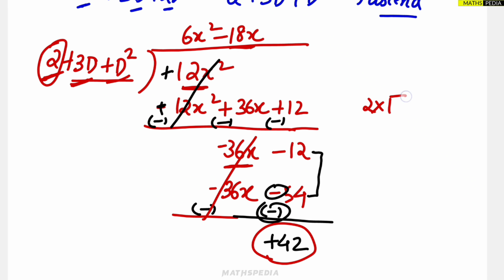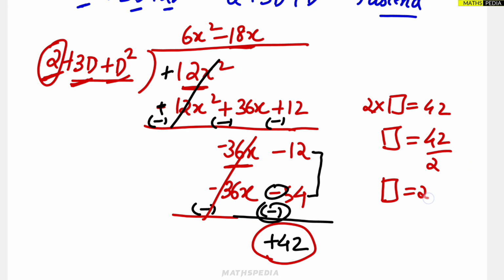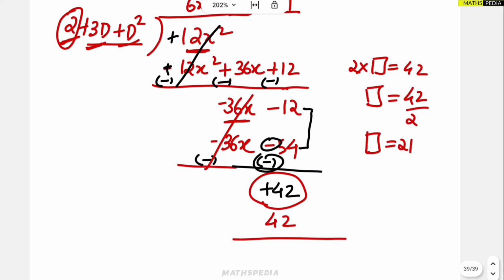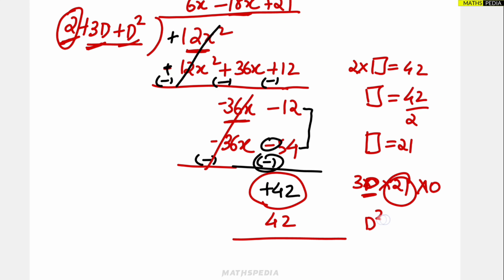2 has come here, 42. So 2 into what will give me 42? This will be equal to 42 by 2, which is nothing but 21. So we have to consider here plus 21. 2 into 21 is 42. Now again 3d is there. So 3d into 21. Again we know that differentiation of a constant is 0. So no need to go for d square into 21 because anyway the differentiation is 0. So only 42 will be there. Subtract: 42 minus 42 is 0. So you have got 0.